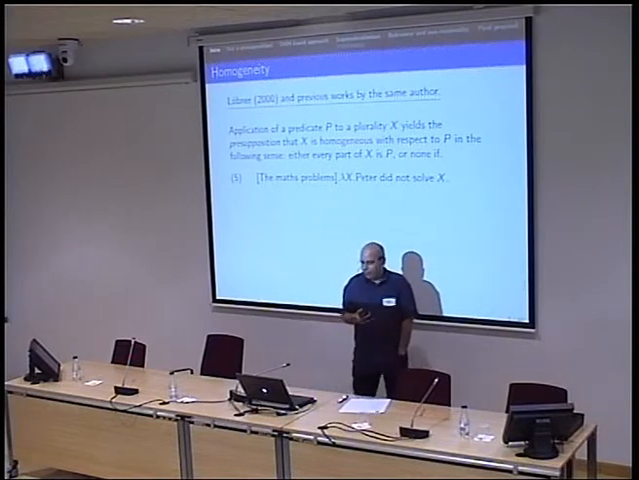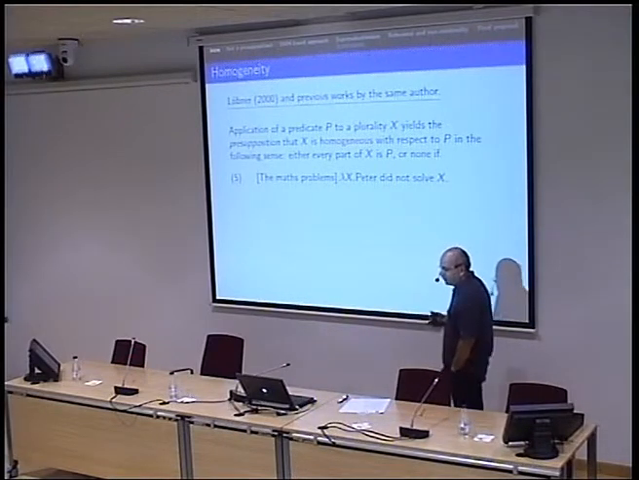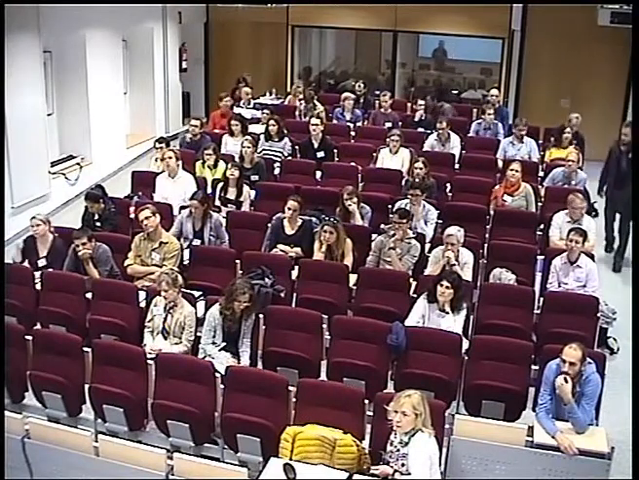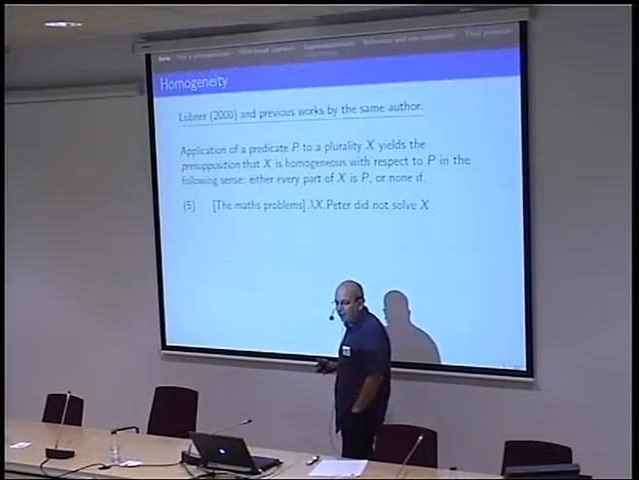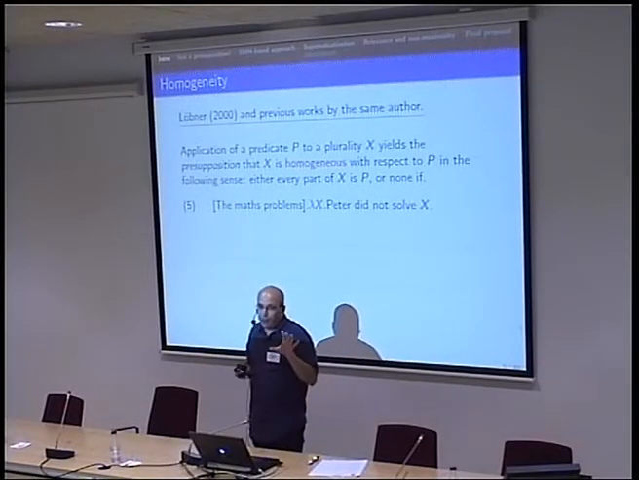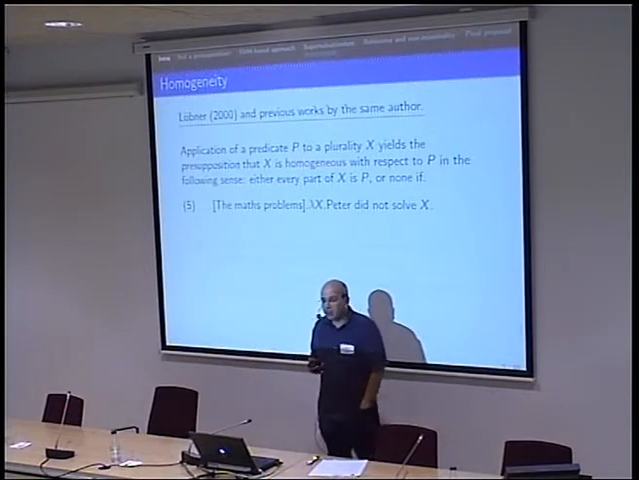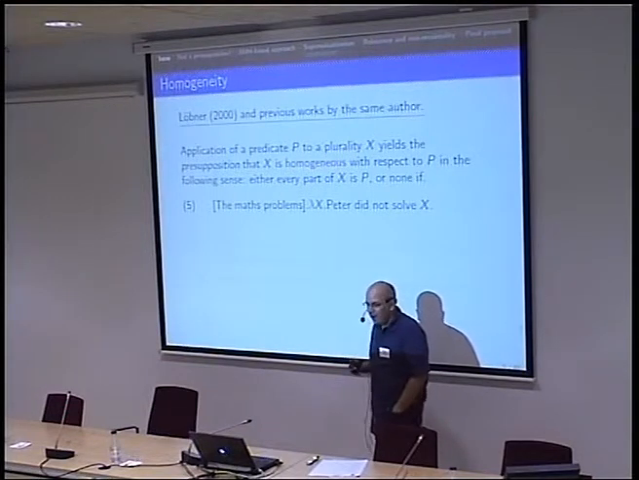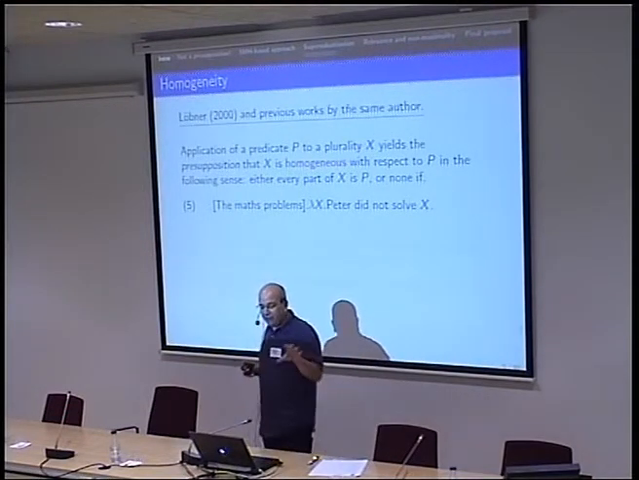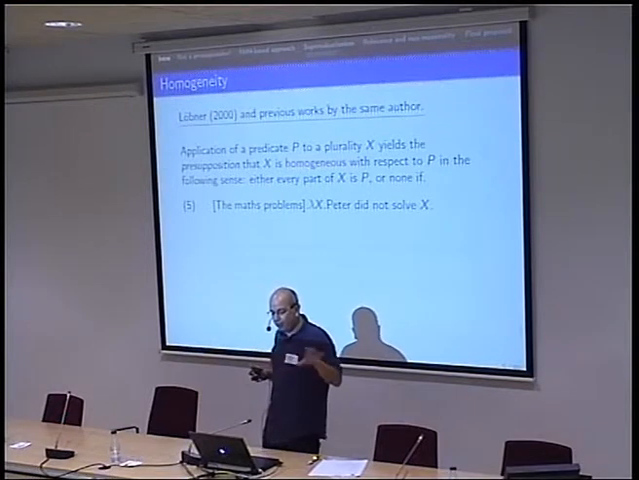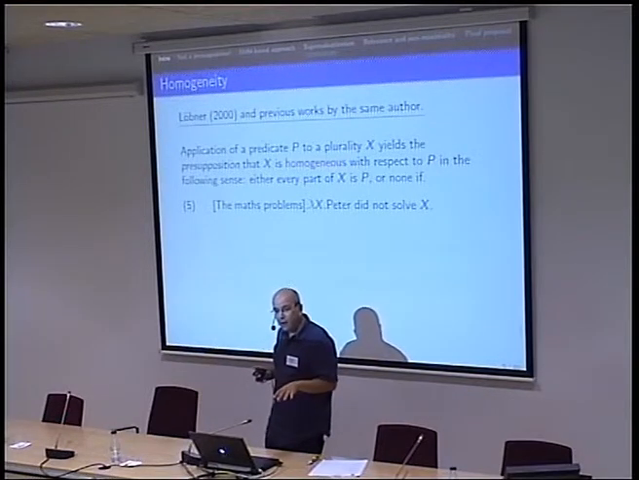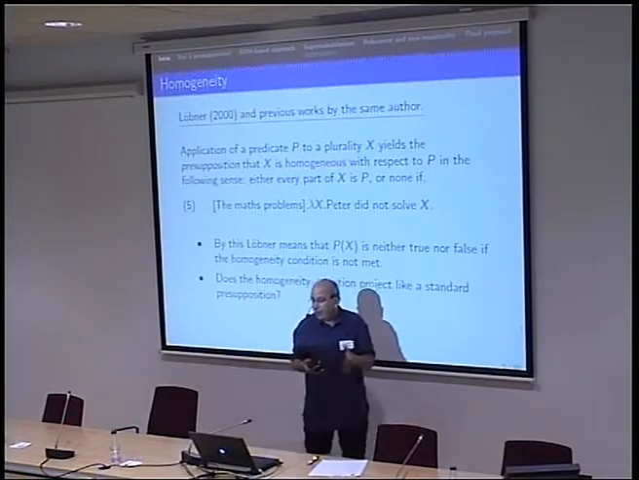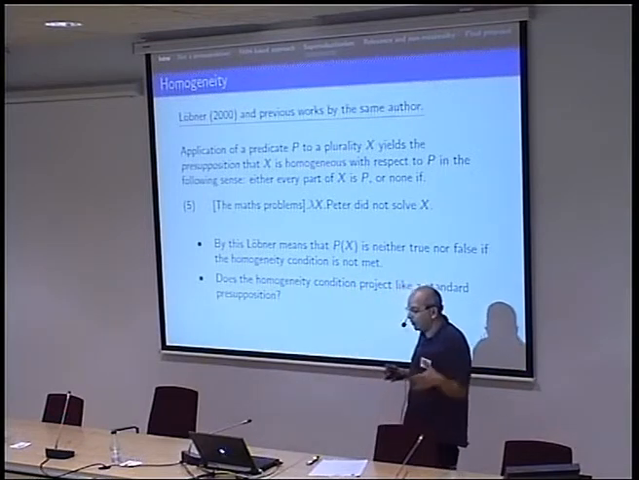So Loebner, in various publications, accounted for that by saying that when you apply a predicate P to a plurality X, specifically a distributive predicate, that yields a presupposition that X is homogeneous with respect to P. By this he means that either every part of X has the property P or no part of X has the property P. He calls that a presupposition. What he really means is just that P of X is neither true nor false if the homogeneity condition is not met.